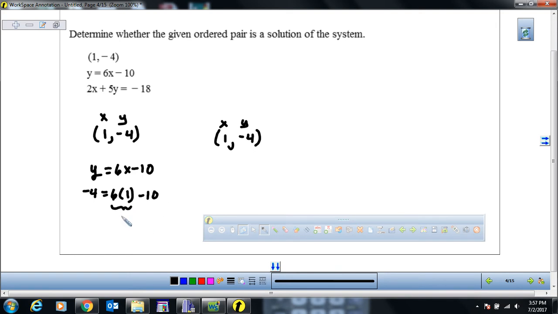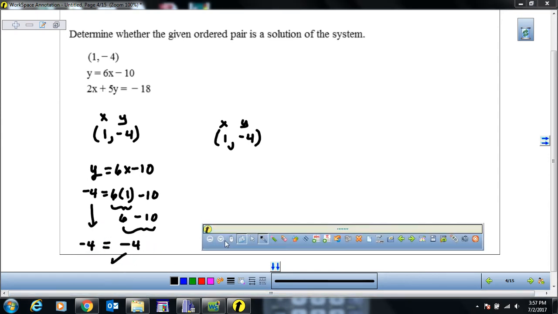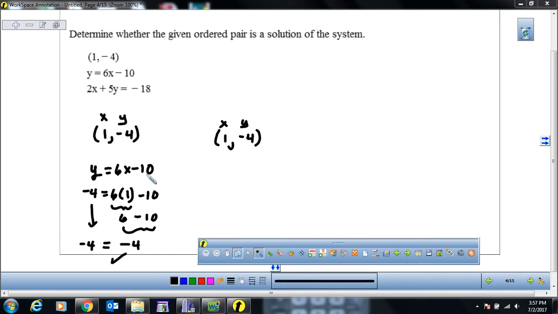So 6 times 1 is 6, minus 10, that's going to give me -4, and -4 is equal to -4, so that's a true statement, right? So that means that (1, -4) is a solution of the first equation. Now, let's check the second one.